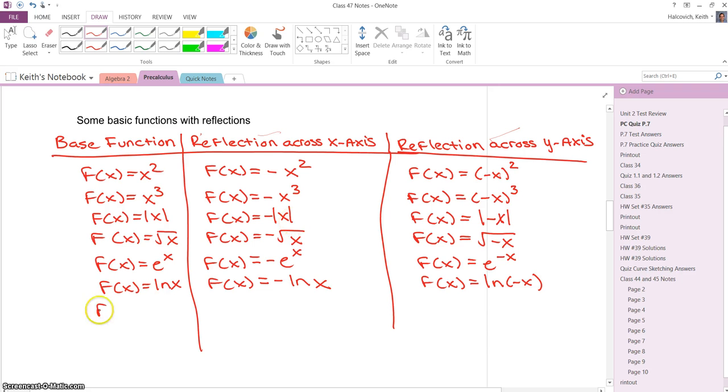And finally, we'll do the reciprocal function. So the negative sign would have to be in front to reflect across the x, and the negative sign would have to be just with the x to reflect across the y. Now remember what each one does. Reflecting across the x means you go -1 times the y coordinate.